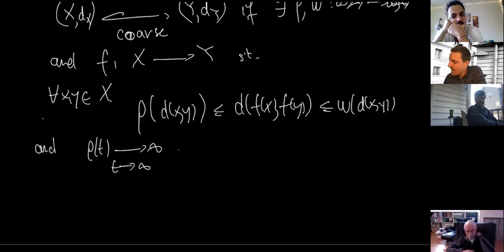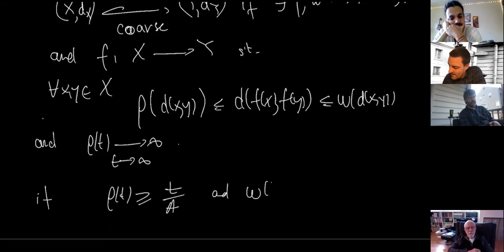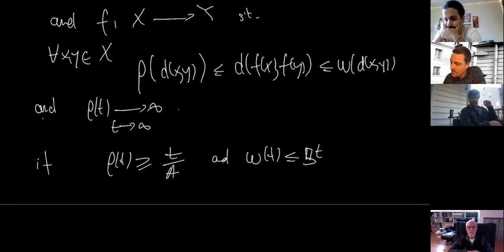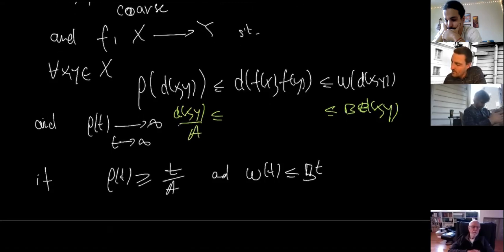Okay. And what you might be a little bit more familiar with is if rho is at least some multiple of t, and omega at most some other multiple of t. So here we would have at least b times the distance between x and y, and here we would have at most the distance between x and y over A. So what we have is the notion of bi-Lipschitz embeddings.